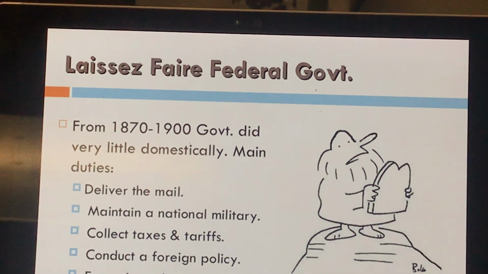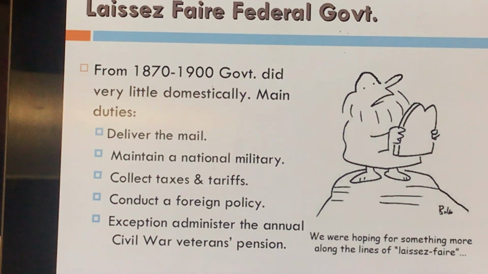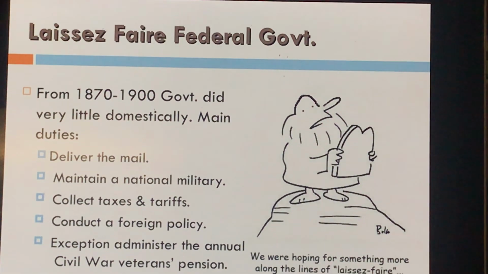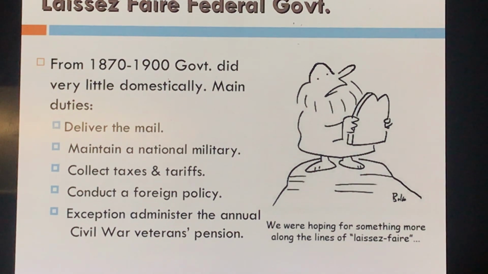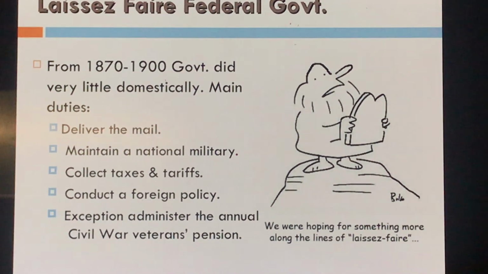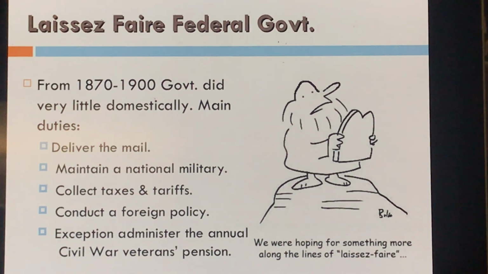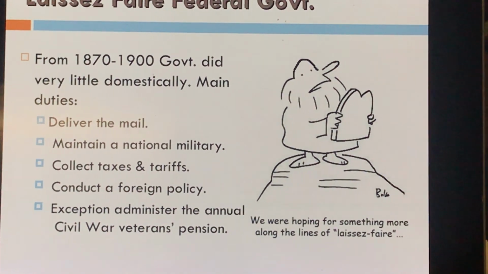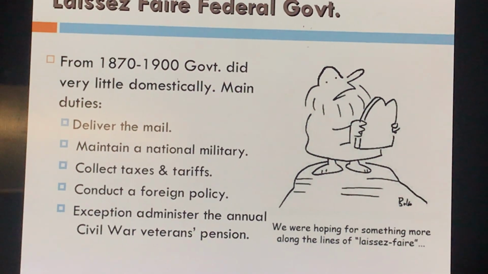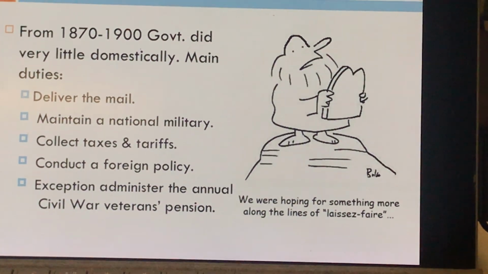From 1870 to 1900, the government did very little domestically. Its main duties on the domestic front were to deliver mail, maintain a military, collect taxes, conduct foreign policy, administer the Civil War pensions, and that was it. That's all they thought they should have to do. Everything else was up to the states or to individuals.